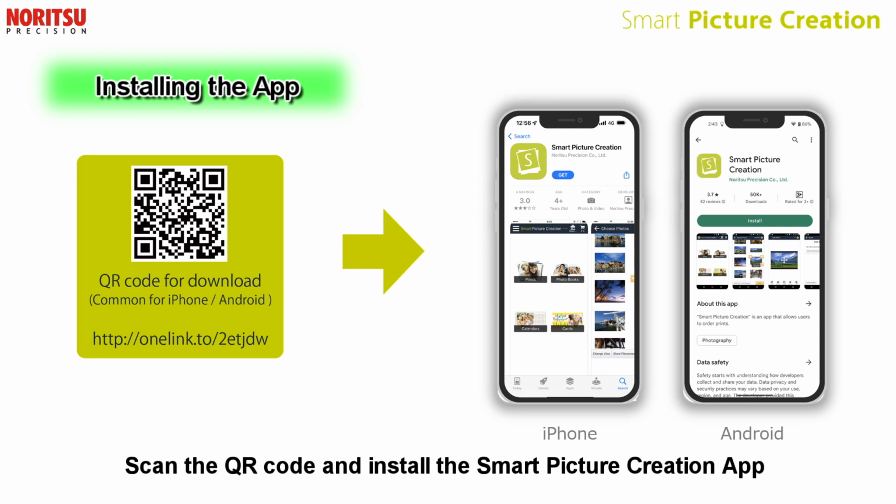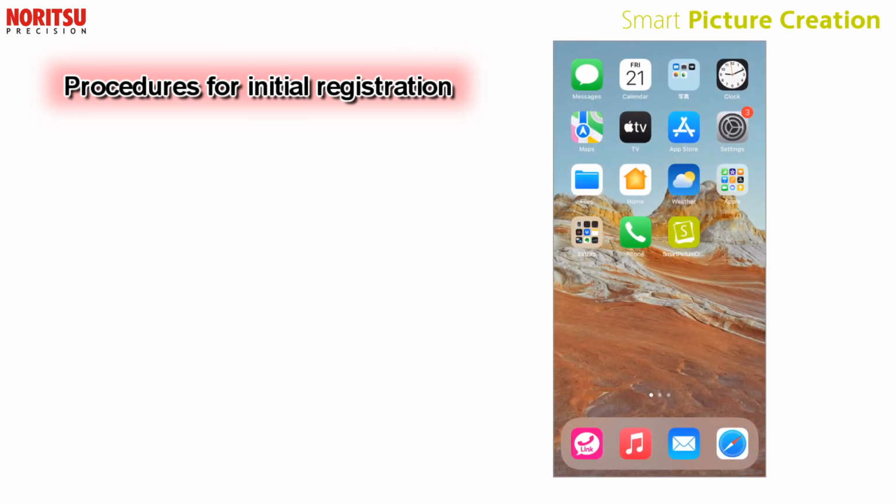First, scan the QR code and install the Smart Picture Creation app. Next, we will explain setting procedures for the initial registration. Start the Smart Picture Creation app you have installed.